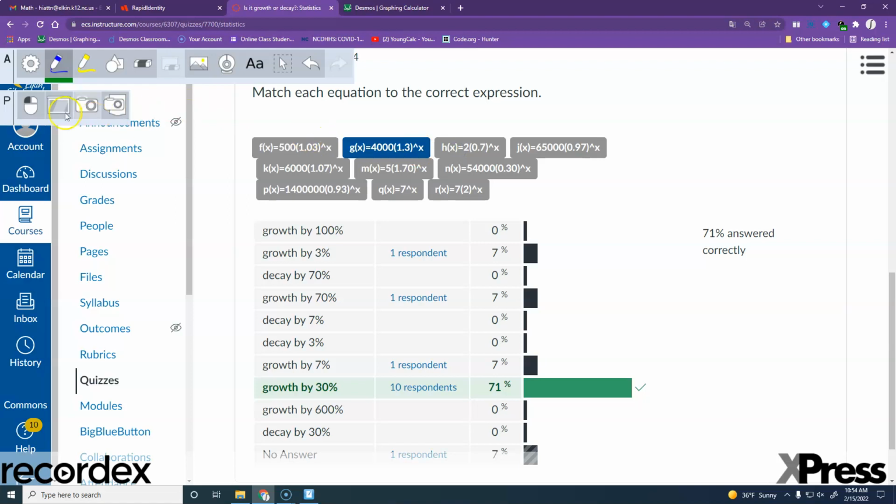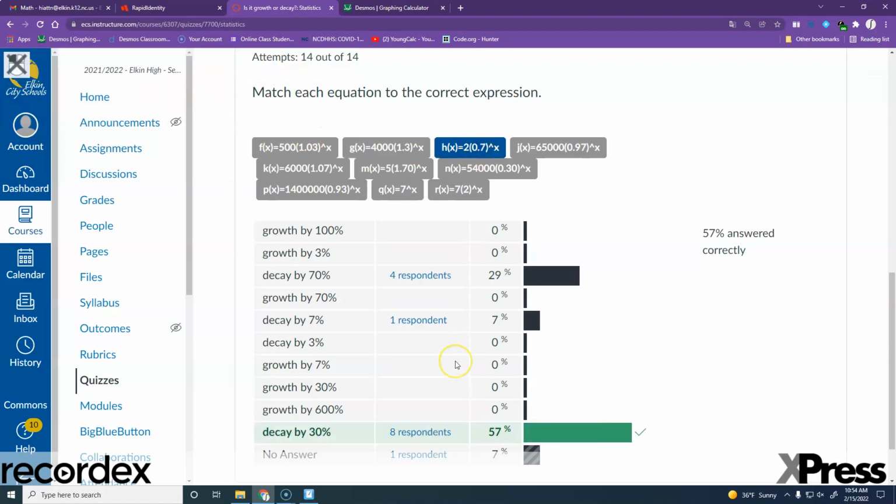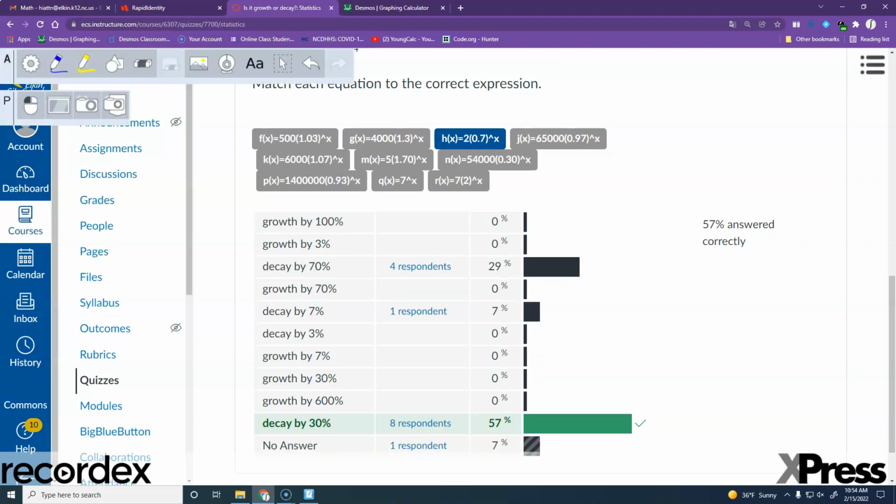Okay, let's go to H. Here's where we start doing worse. There were 4 of you that said decay by 70% here. It's the same process every time. It's not going to be that number that you see right there. So you have to do 0.7, subtract your 1. It's going to give you a negative 0.3. Move that decimal 2 places. So you're going to get 30%. And since it's negative, it's going to be decay.